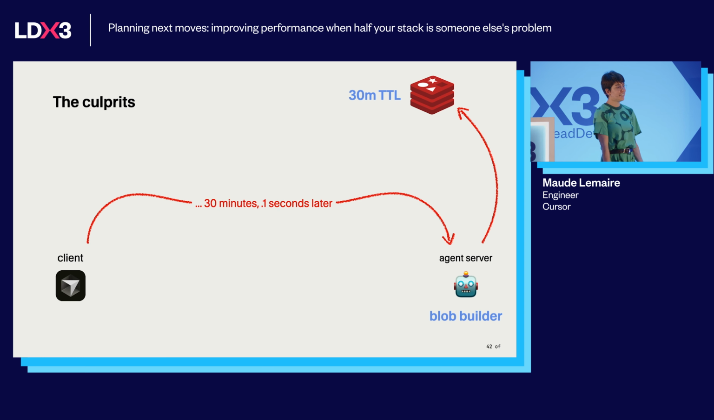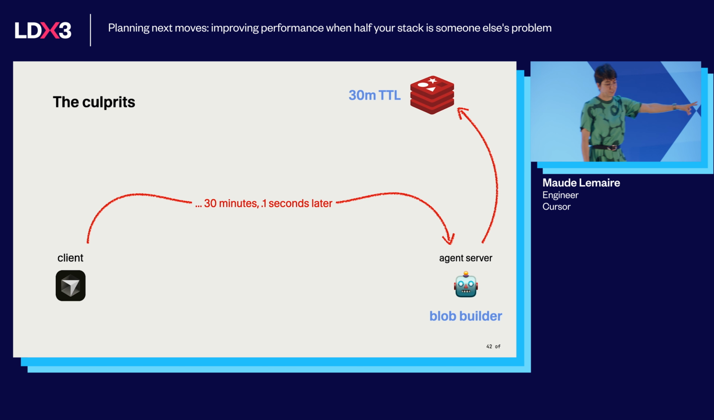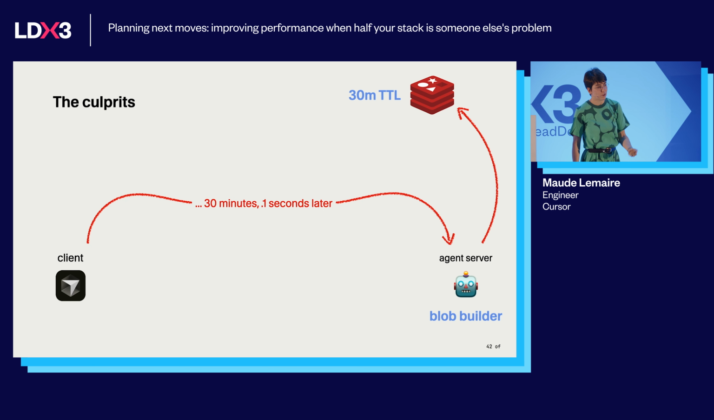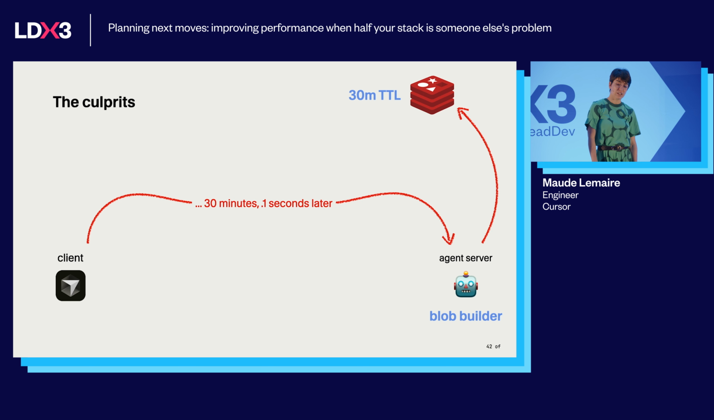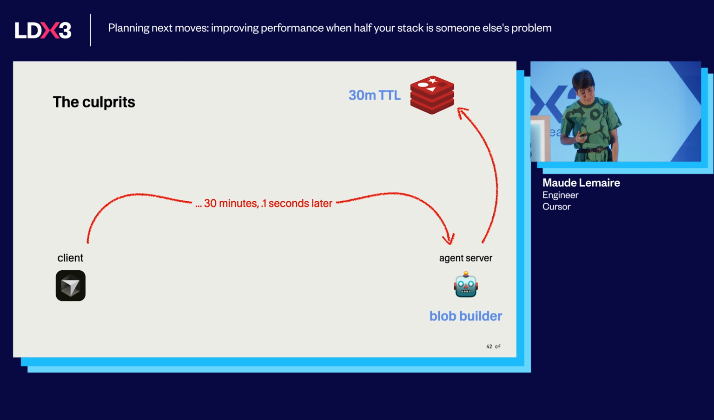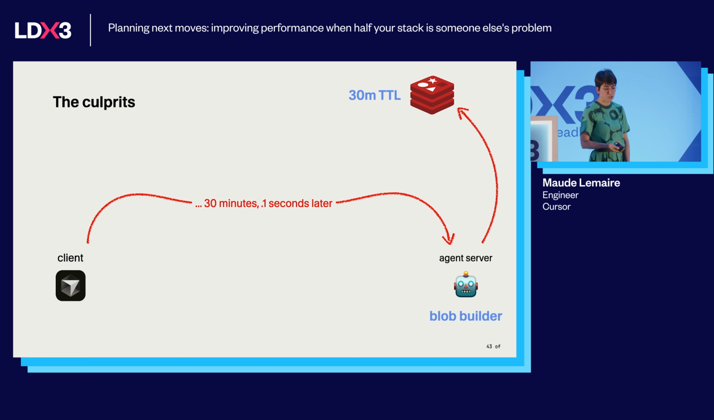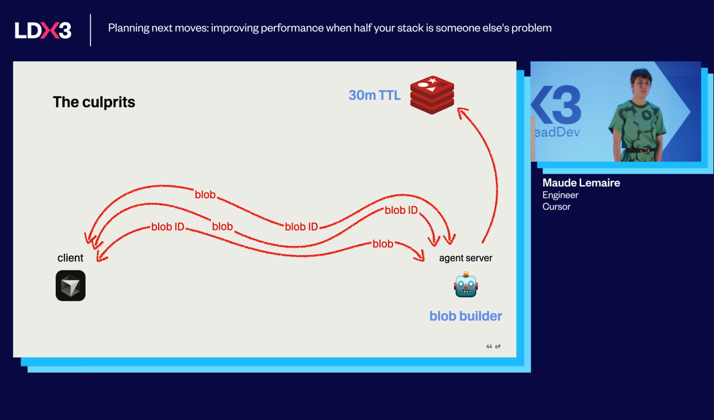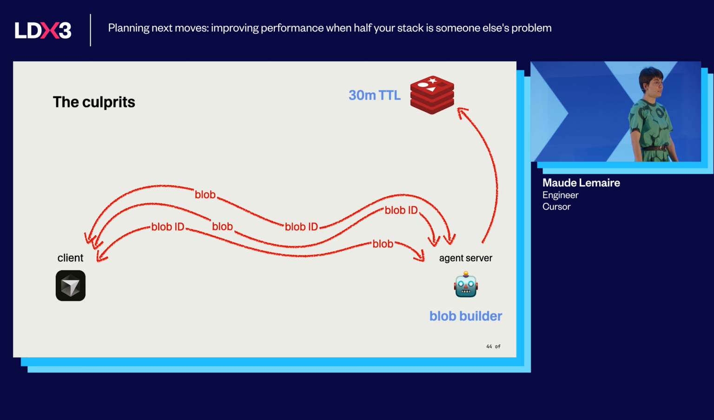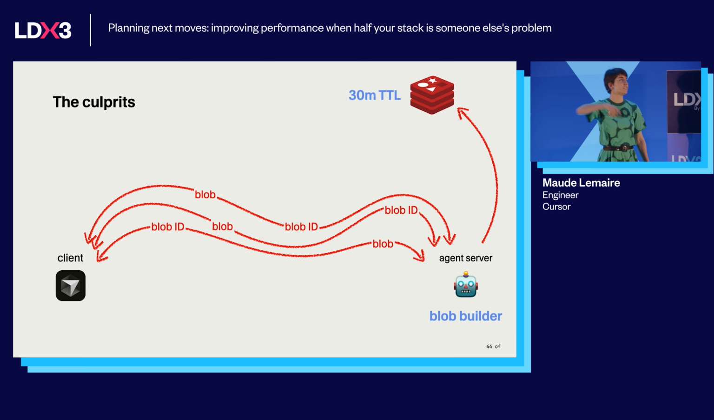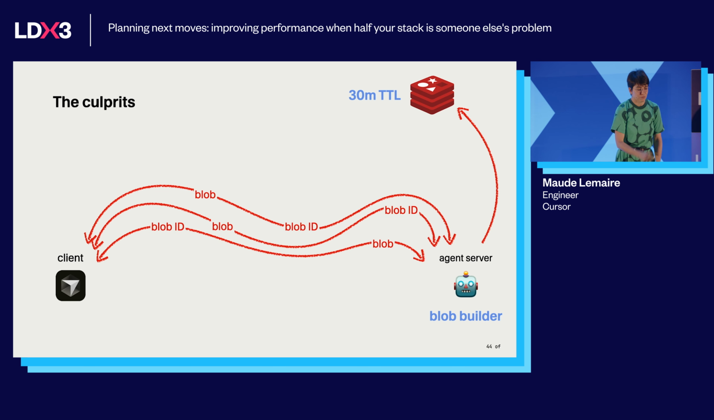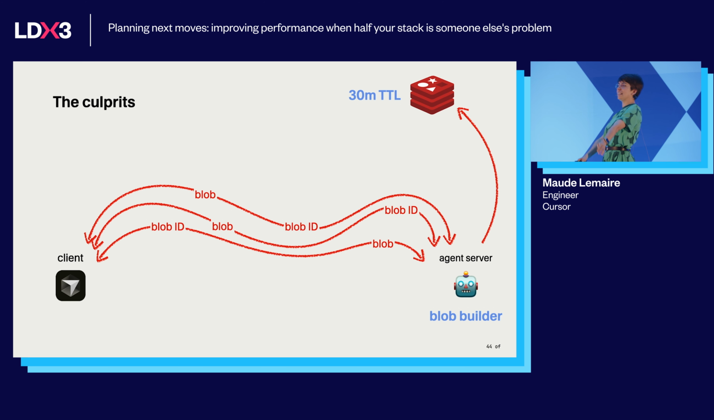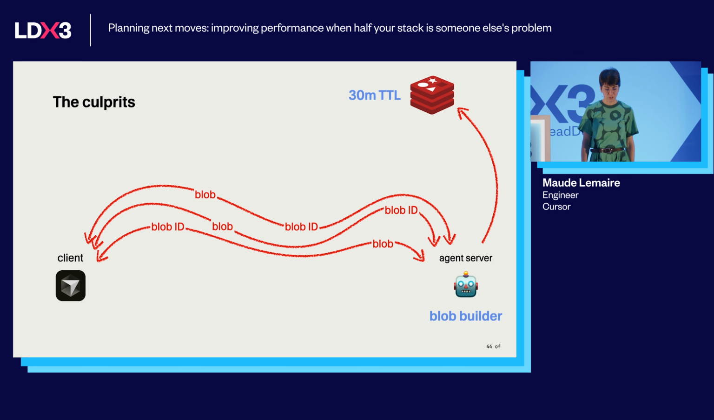But if you come back, the TTL on the Redis is only 30 minutes. So if you come back 30 minutes and 0.1 seconds later, you are out of luck. The blobs have fallen out of cache. And then we do this really terrible thing where the agent server has to be like, but I don't know about this blob anymore, help. And we do this sending back and forth of all the blobs. And that is how we land at a 1-minute TTFT for the poor people on HTTP1.